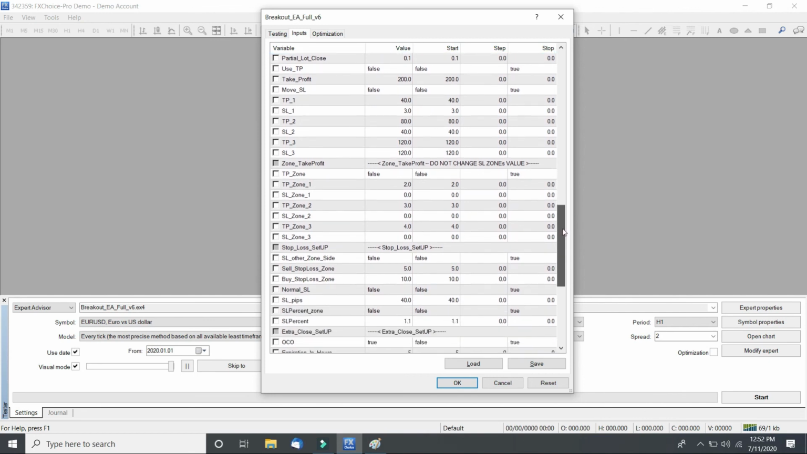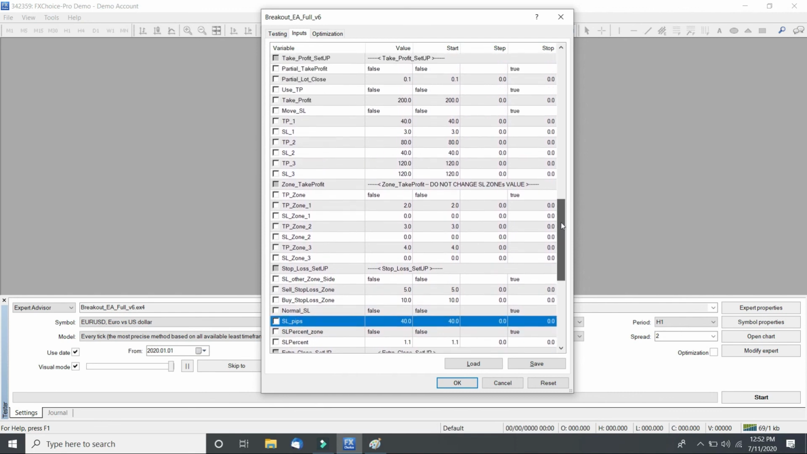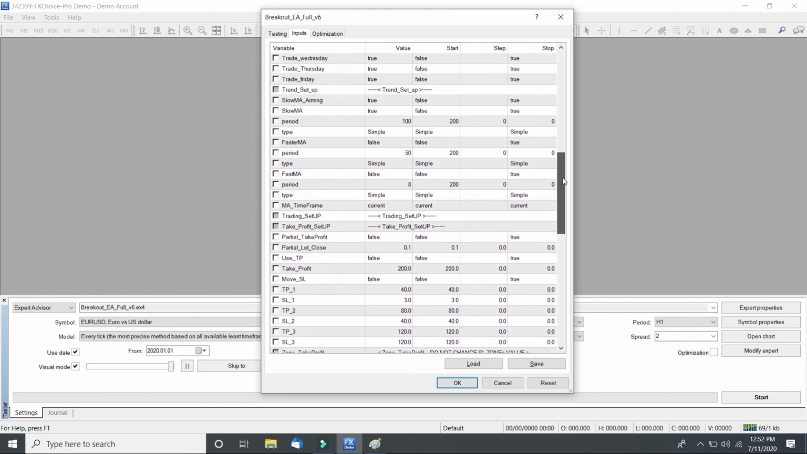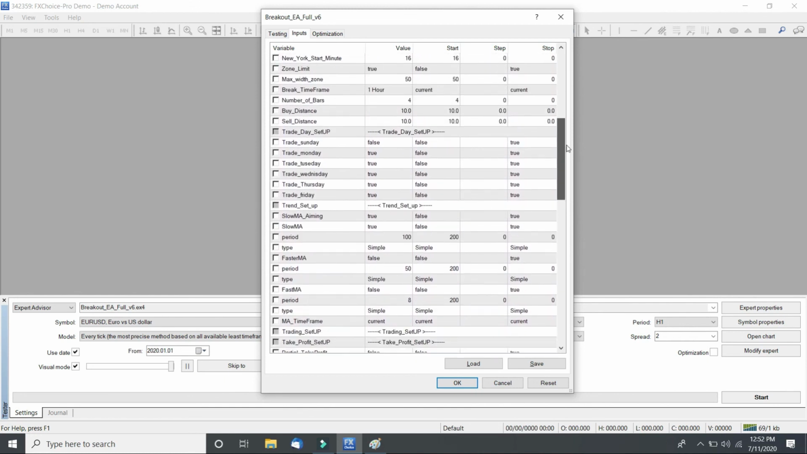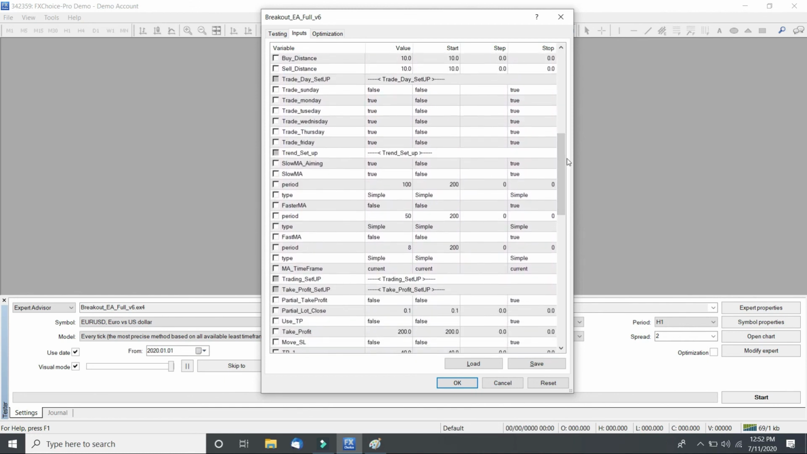And what else do we have? You have a stop loss percent. You have this is percent, and this is a set pips. So you say wherever I enter, I want it to be 40 pips away from my entry. Okay, so as you can see, there's many options there, but you can only choose one.